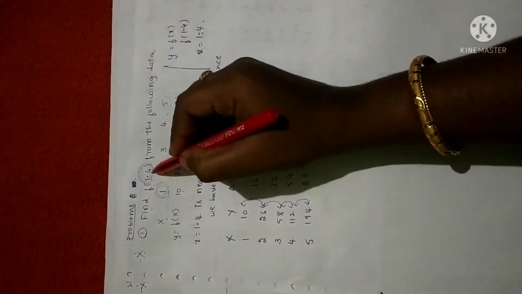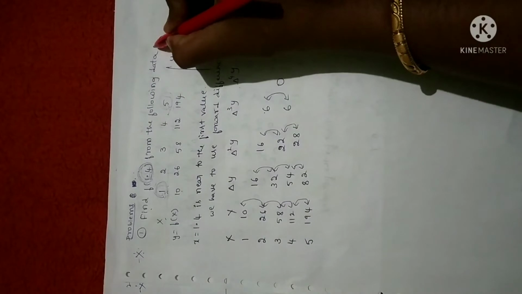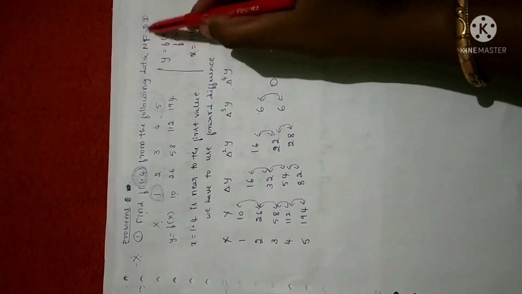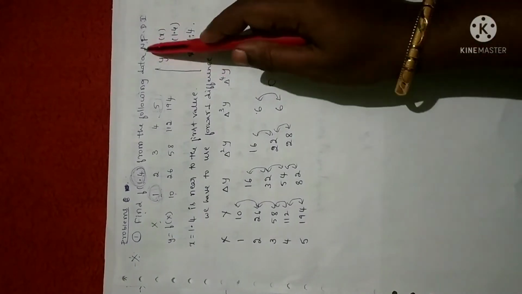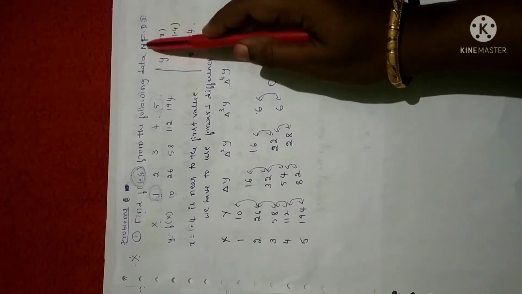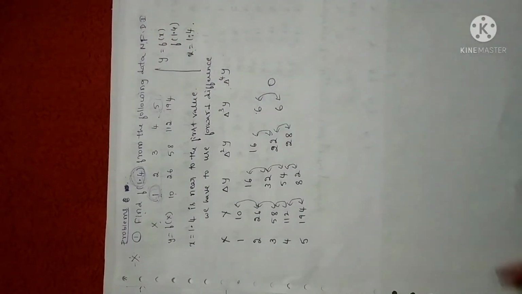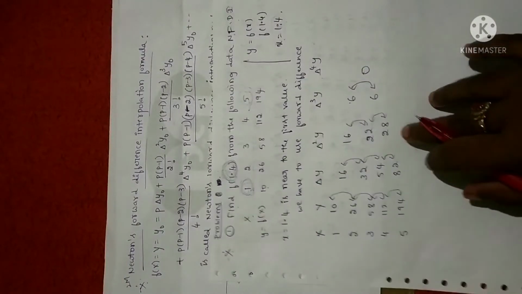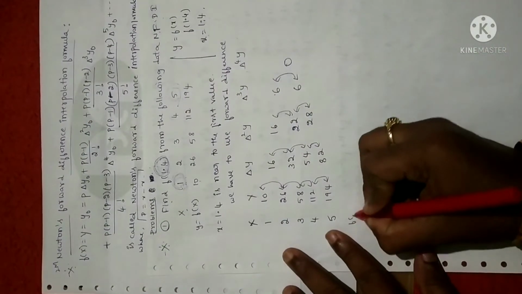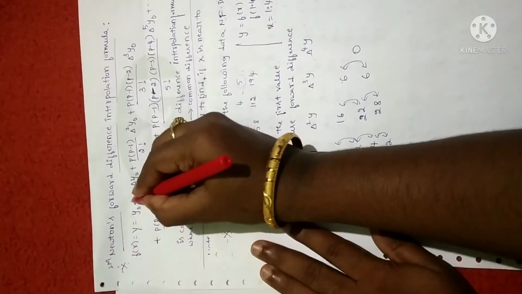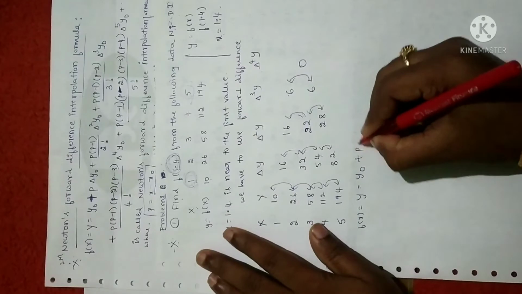We have to find the value of f of 1.4 from the following data by using Newton forward difference interpolation. Remember, whenever I mention NFDI, that is the Newton forward difference interpolation formula. After constructing the forward difference table, we have to use the formula. For this problem, y is equal to y naught plus p into delta y naught.